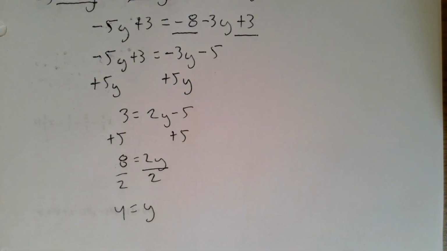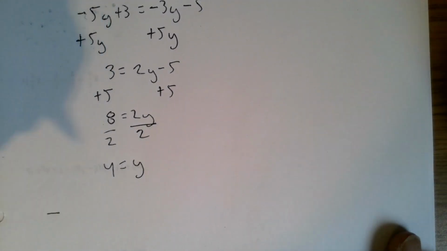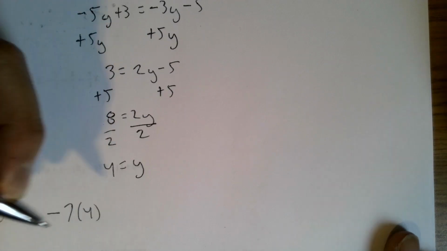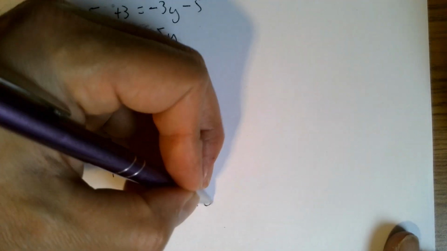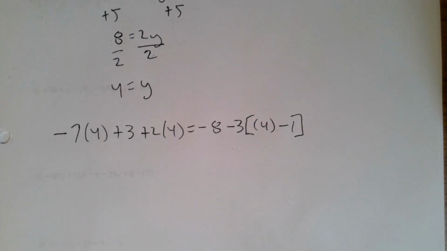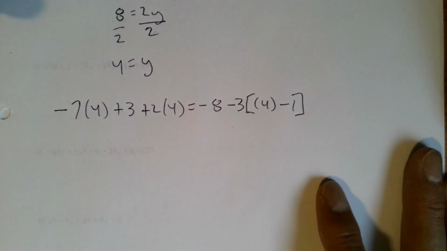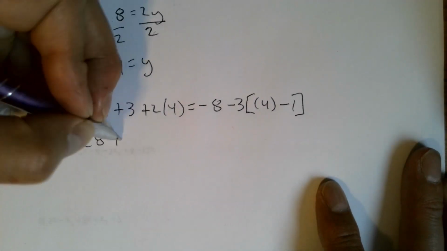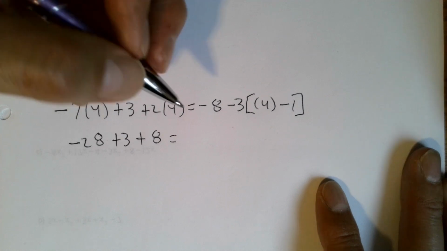Okay, and again, remember, we need to check this in the original equation. So I'm going to write it out exactly the same as the original, but instead of y, I'm going to have a 4 in brackets. Okay, here we go. So now we've got lots of order of operations stuff to do. I'm going to do all of the multiplying on the left side first. And then on the right side we want to do the brackets first.